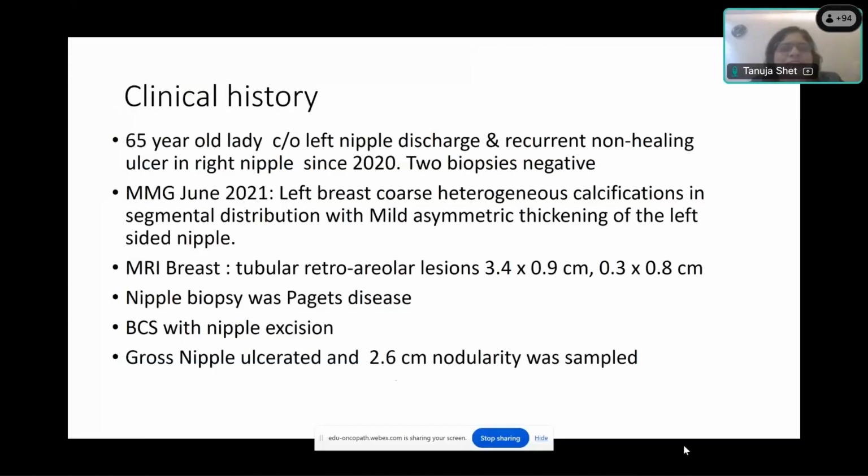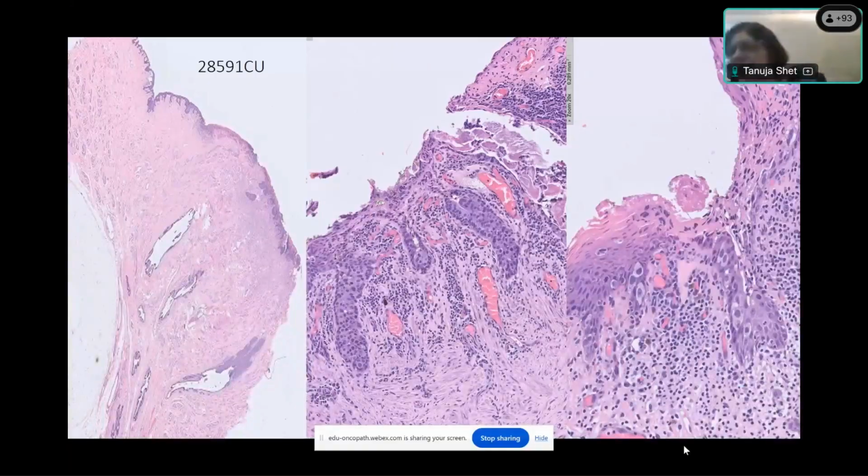So, a 65-year-old lady with nipple discharge and non-healing ulcers in the right nipple. She came with 2 biopsies that were negative. She came in 2021, and we always do mammography for all our breast cancer patients. She had coarse heterogeneous calcification and thickening of the left-sided nipple. Then a mammography and MRI were done, and there were some retroareolar lesions. A nipple biopsy was done, and that nipple biopsy we call Paget's disease. So they did BCS with nipple excision, and grossly the nipple was ulcerated, and there was a 2.56 centimeter nodularity that was sampled.